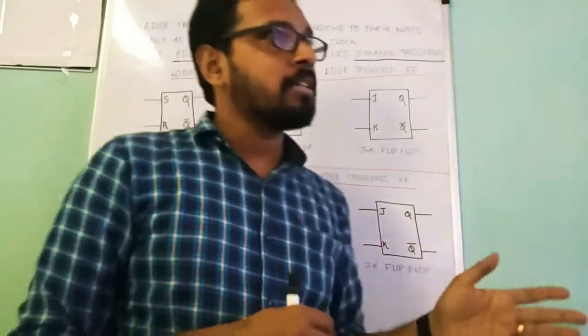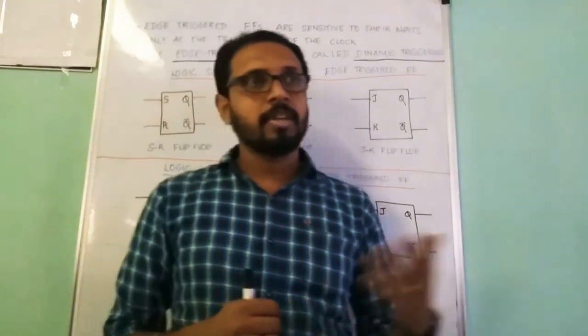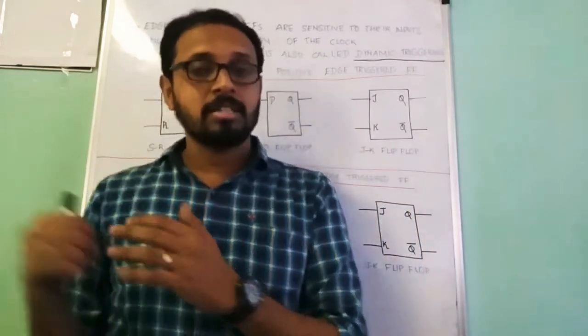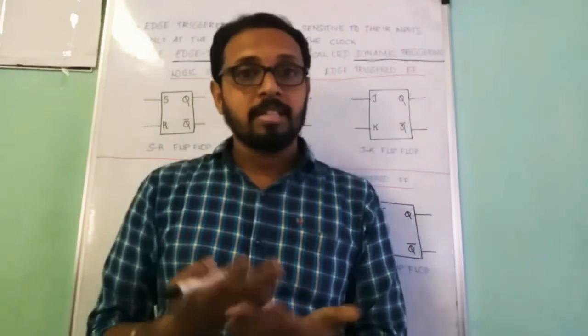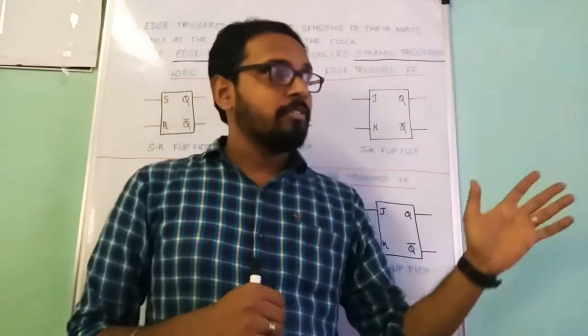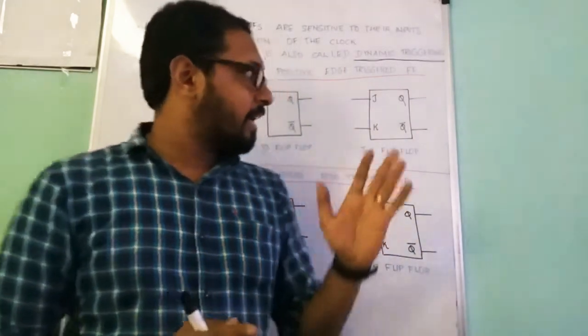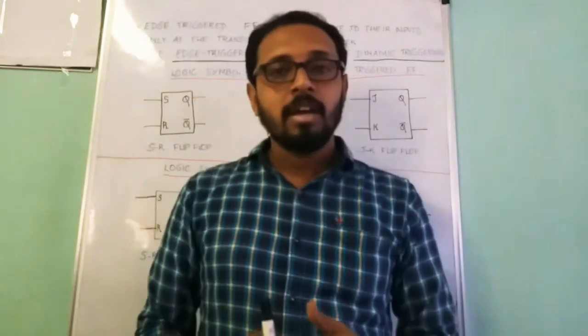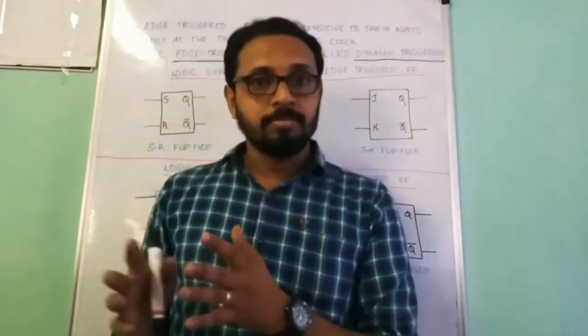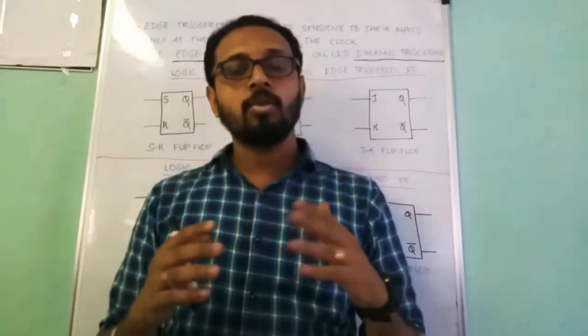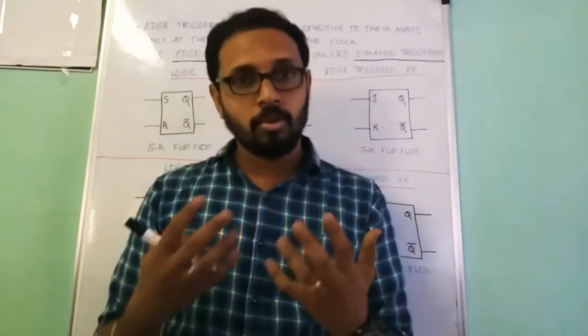SR means set reset, as we already discussed. We can also call it RS, and another name is SC, set clear. D flip flop stands for data flip flop, and JK flip flop is not the short form of a particular word. Similar to set reset, it's not based on short forms.